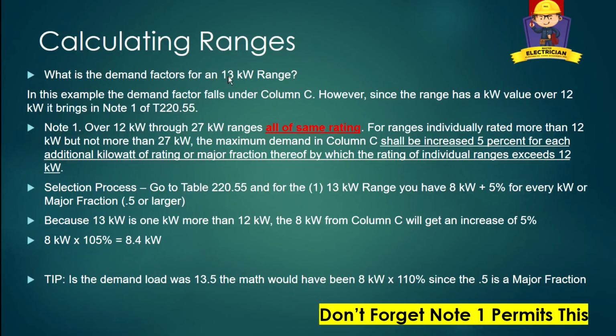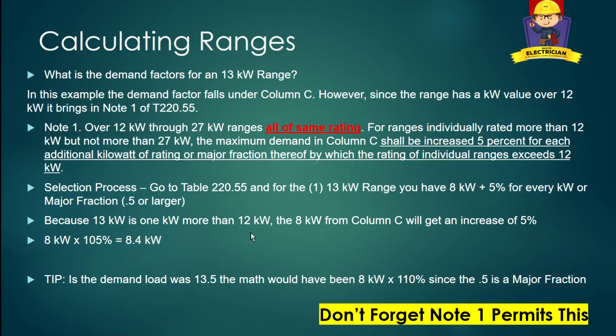All right. So for ranges individually rated more than 12 kW, but not more than 27, that's the whole purpose behind Note 1. The maximum demand in column C shall be increased 5% for each additional kilowatt of rating or major fraction thereof by which the rating of individual ranges exceeds 12 kW. So we've got a 13 kW range, and we know that it exceeds 12 kW. The math would be pretty simple. We can take 13 minus 12, and that equals 1.